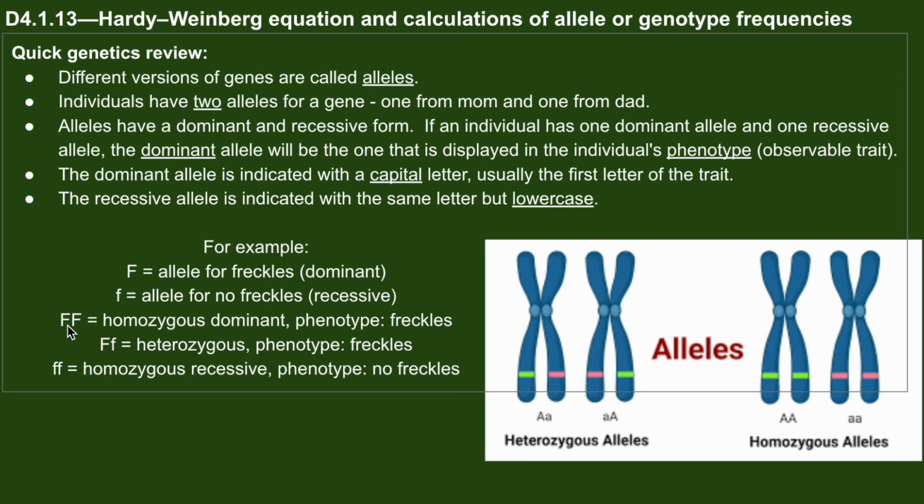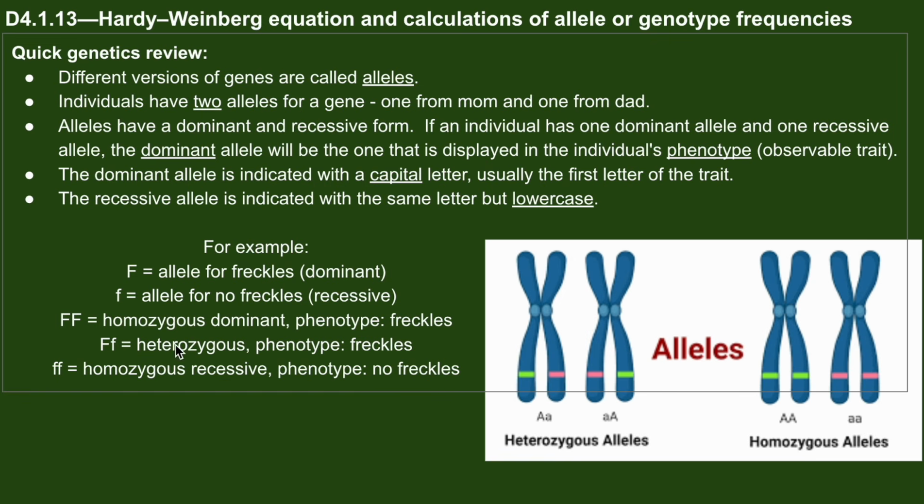Now, if an individual got a big F, meaning big F from one parent and big F from the other, we would say that that is a homozygous dominant individual. Homo means the same, and dominant refers to that capital F, the gene for freckles. And so if you have big F, the phenotype is freckles. Now, if you get one big F from one parent and a little f from the other, we call that heterozygous.